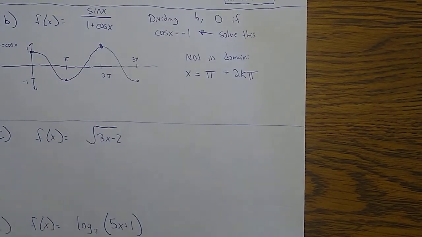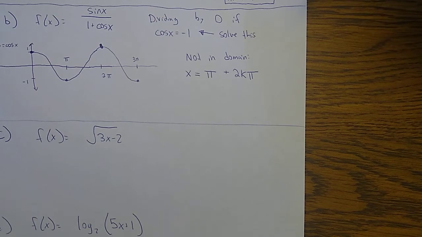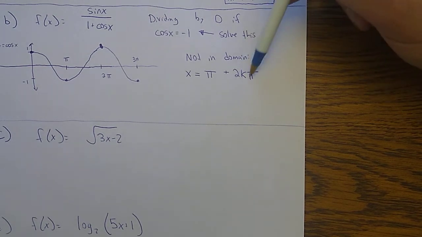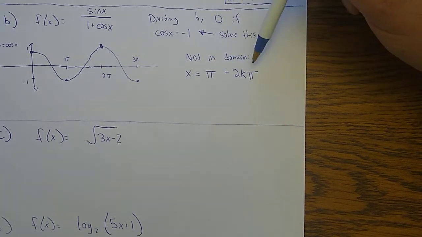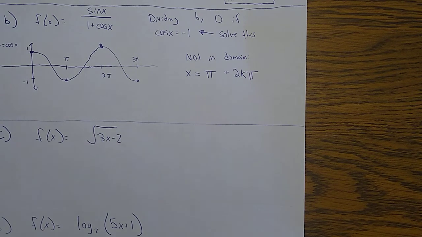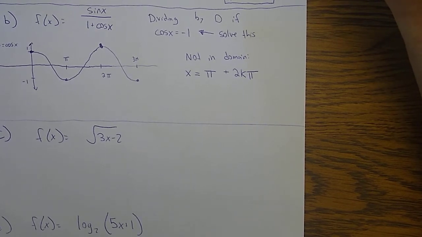What I'm saying is, if I add any multiple of 2 pi, that's also a problem. Whoops, the video went blurry. So pi is a problem, 3 pi, 5 pi, 7 pi. Also, this includes negative numbers. Like, I could do pi minus 2 pi, and that would give me negative pi. So negative pi is also not in the domain, -3 pi, -5 pi. You could say all odd multiples of pi.